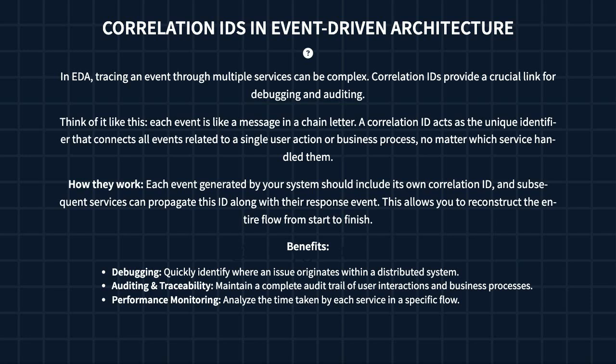Correlation IDs are like unique identifiers for each of those events. Think of it as a tracking number for this order. Every event generated in your system should include its correlation ID, and then other services can carry that ID along with their response. This lets you trace the whole process back to the original user action, making debugging much easier, providing better audit trails, and even helping you monitor performance across different parts of your system.